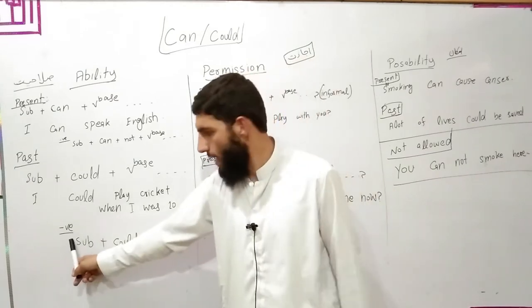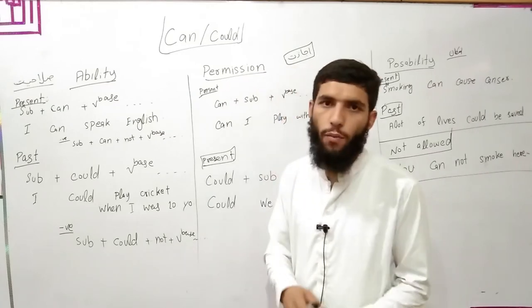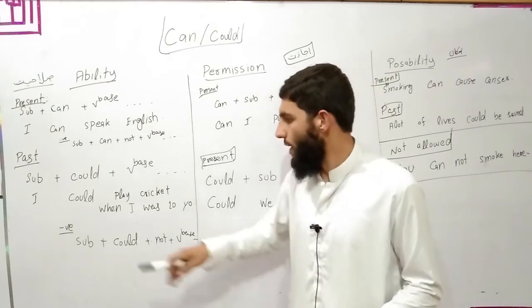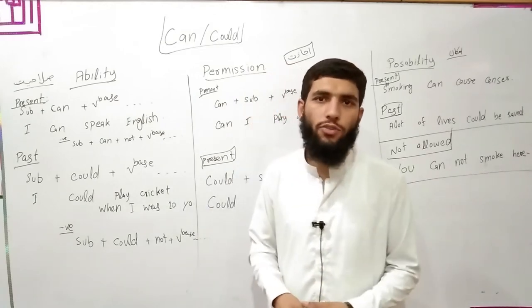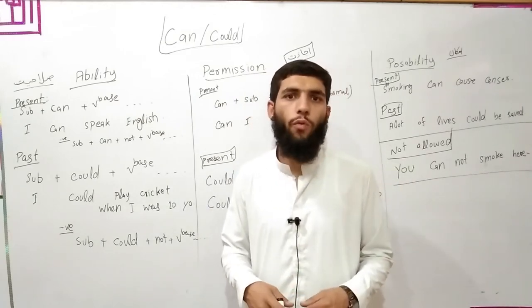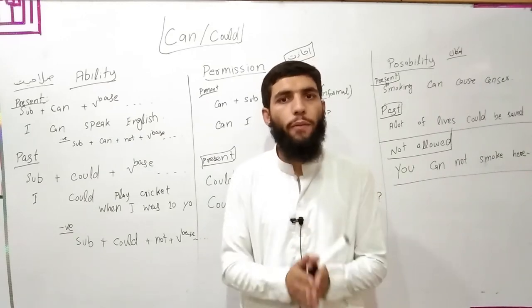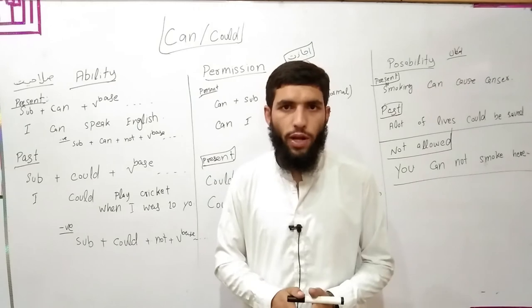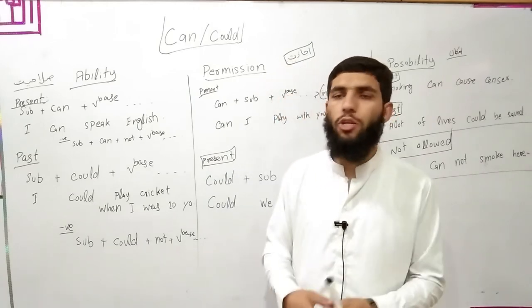Or the negative structure: subject plus could plus not plus base form and the rest of the sentence. For example, I could not ride a bike when I was 13. So that is the past abilities.